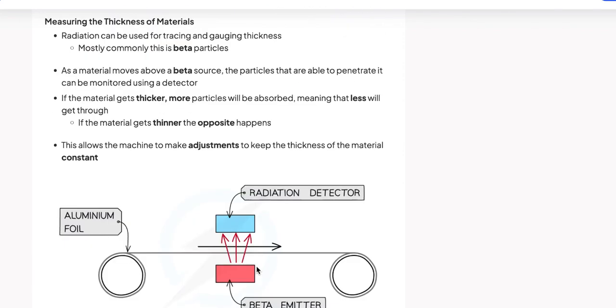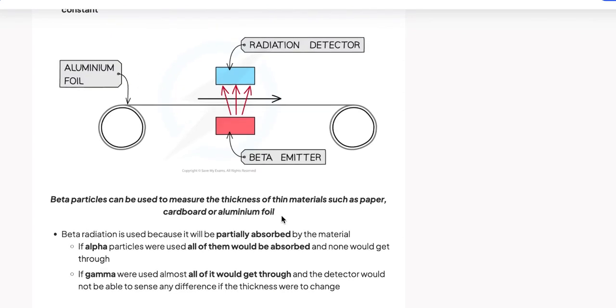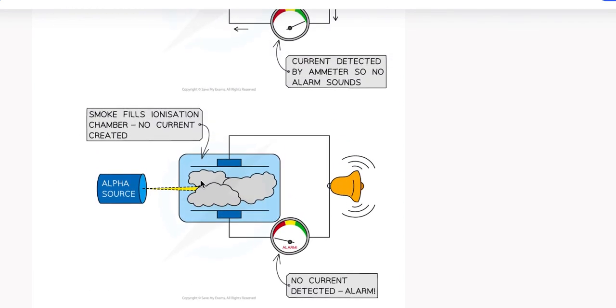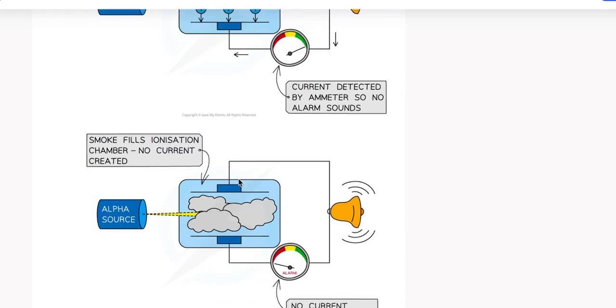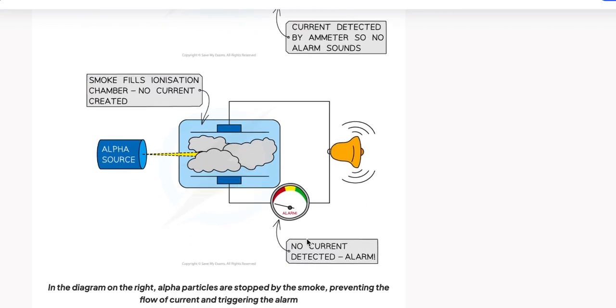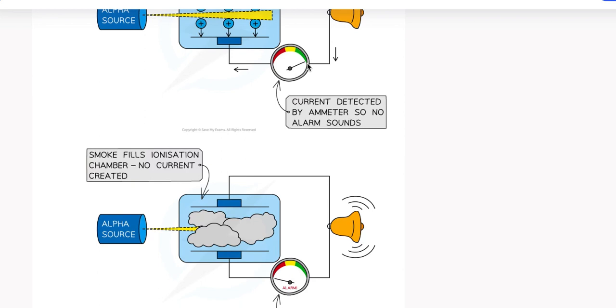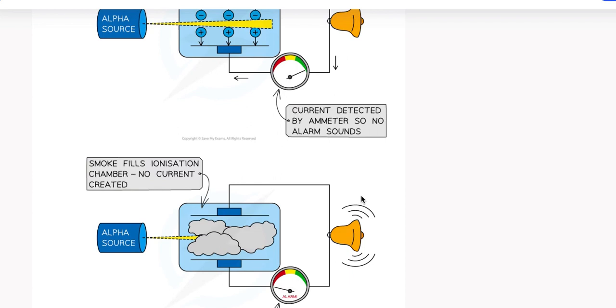Okay, so this is what it is. The smoke comes in, blocks this alpha source, smoke fills the ionization chamber, and then no current is created. Once no current is created, what will happen? You see, this deflection that was reading current, blue means it's reading current, green means it's reading current, so it falls back to the red side, meaning no more current is flowing. Once there's no current, you see, the bell will start to ring.